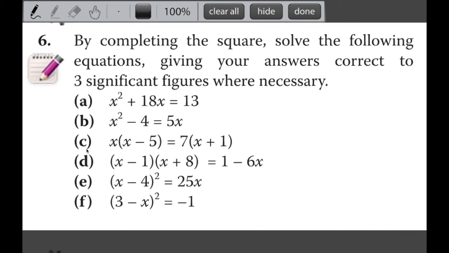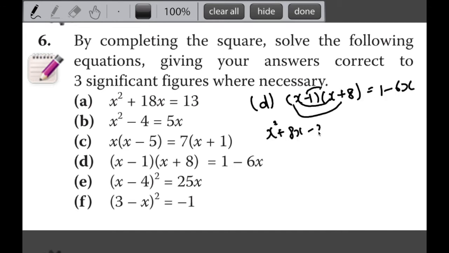Let's look at question D. The idea will always remain the same. For part D, let us expand this first. I have x squared plus 8x minus x minus 8 equals 1 minus 6x. And then we simplify everything.